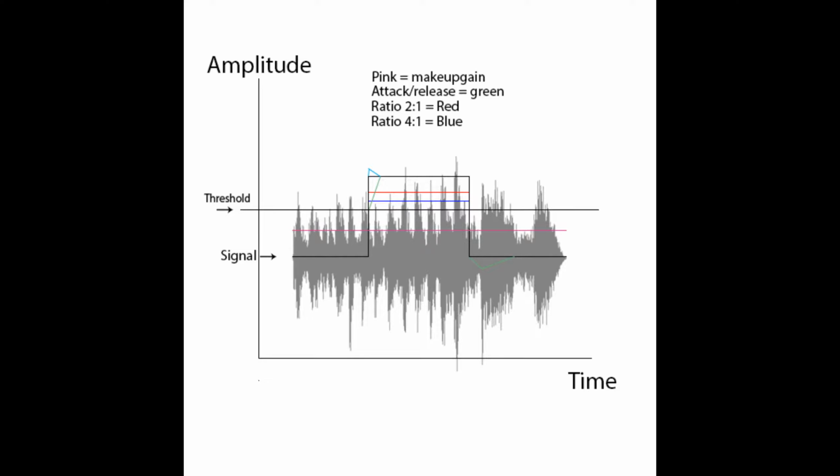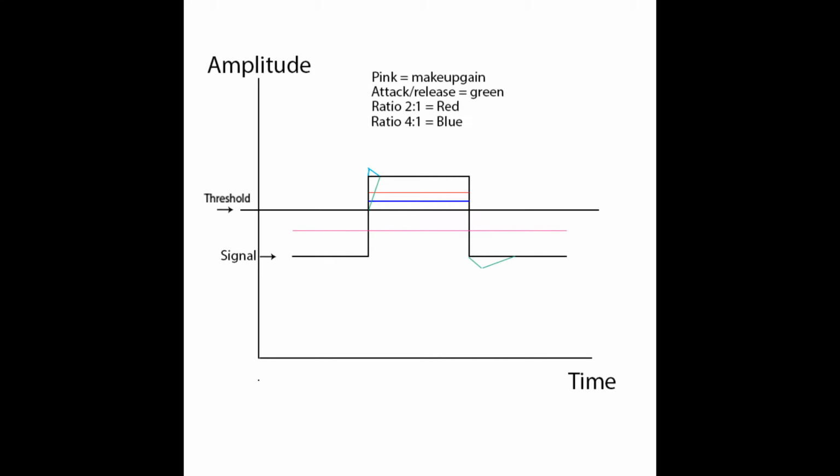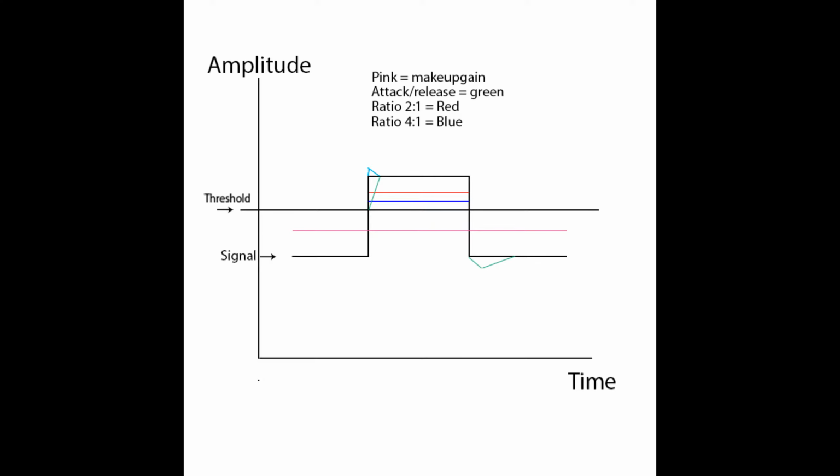Upwards we have the amplitude. To the right we have the time, basically the same way that you see a waveform. I'll go over a few of the terms. One of them is threshold. Threshold is the black line that you see over the pink line. Everything above the threshold is going to be manipulated.